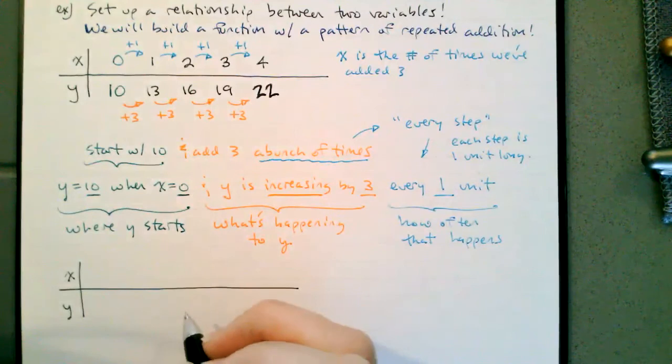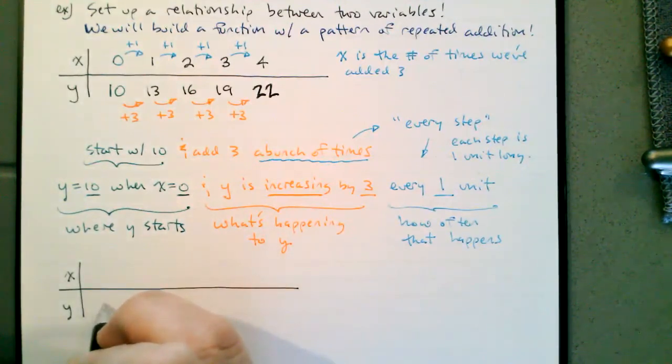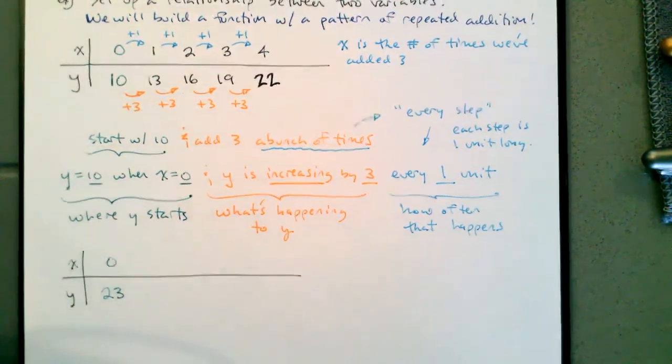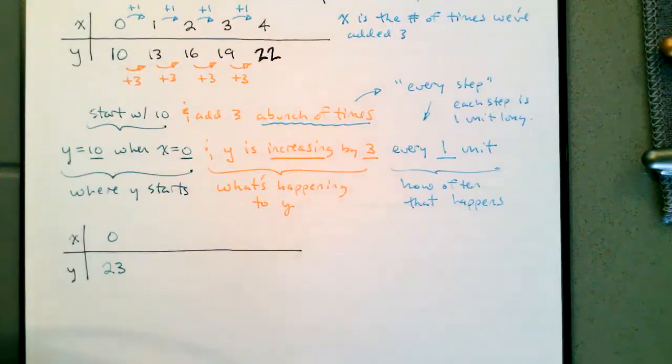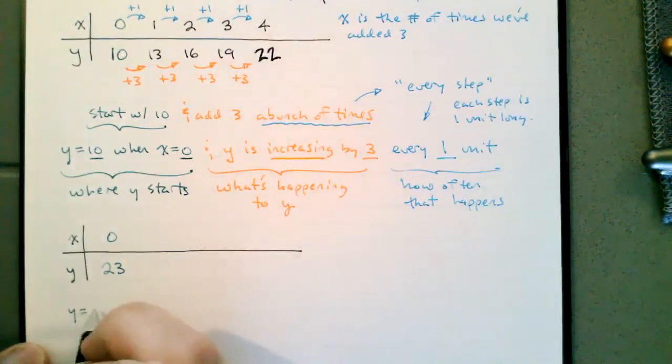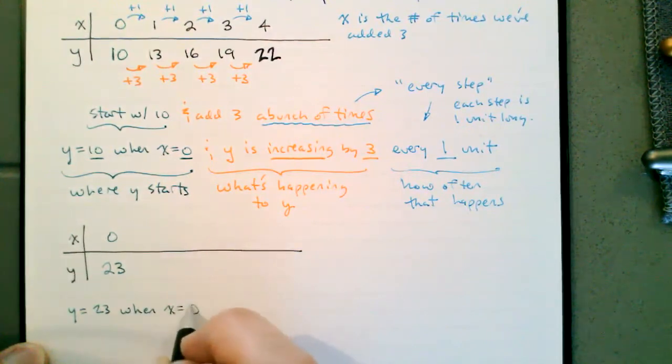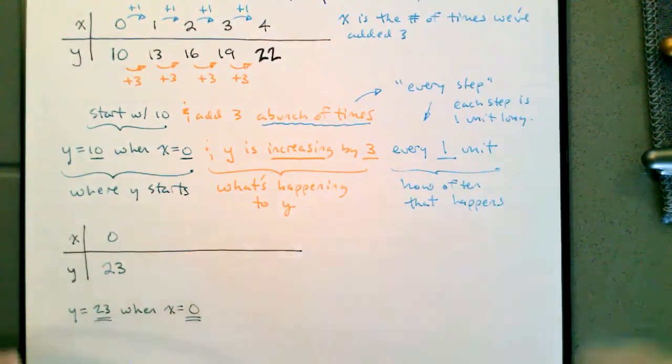Let's say y is going to start at 23. So this part says y equals 23 when x equals 0, because I'm describing that point, a starting point. It's taking a value of y and a value of x and tying them together. That's where y starts.